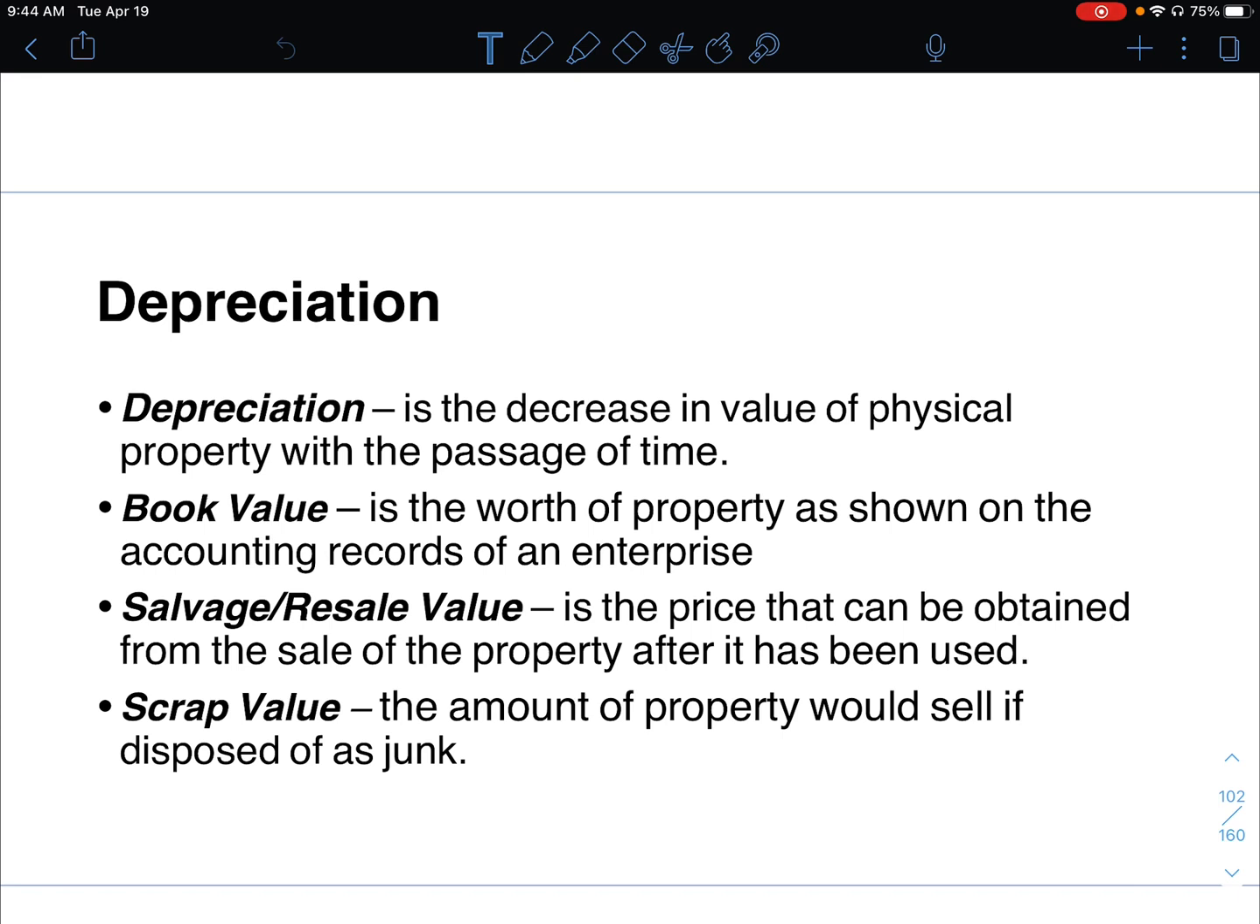So right after we have learned annuities, now we are going to know what depreciation is and what are its methods. From the word depreciate, humaba po yung value, the decrease in value of physical property with the passage of time.